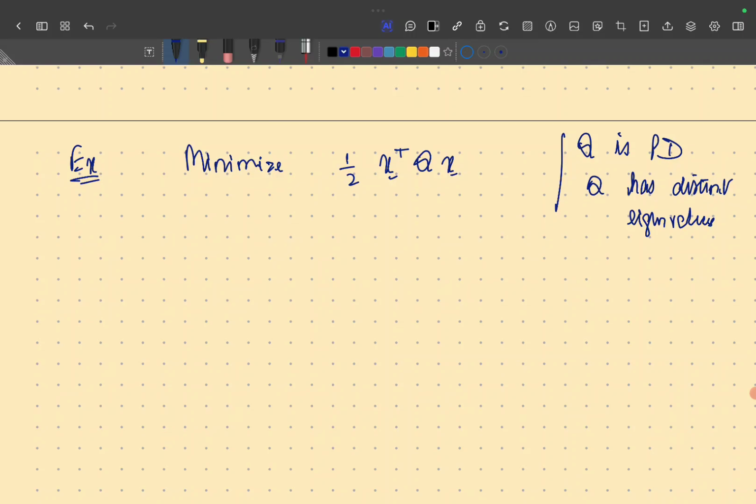Okay, so you want to minimize this subject to the constraint that the L2 norm of x is exactly equal to 1. Okay, so it's a quadratic optimization problem with a quadratic constraint. Is this a convex optimization problem?